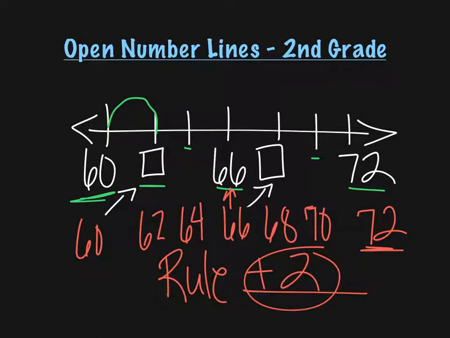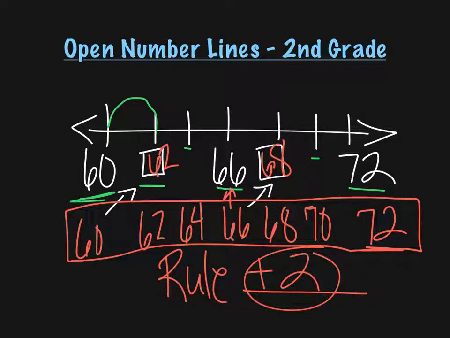Okay, so now I can fill in my little box. That was 62, this one was 68. And I was able to show my proof down here at the bottom because each of them matched. So my rule for this one was plus 2. Okay, let's try another number line.